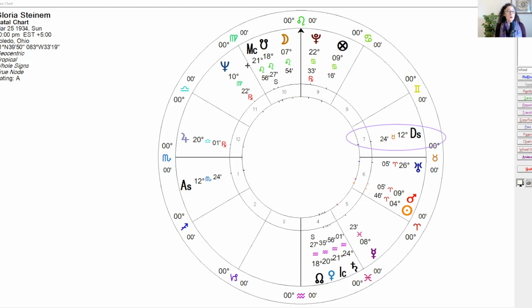So the ruling planet of Taurus, you might know or recall from the earlier part of the video, is going to be Venus. So Venus is the ruler of relationships for Gloria. Now, most of you probably think about relationships as being ruled by Venus, but if you have Gemini or Virgo on the 7th house cusp on your descendant, Mercury is actually the ruler of relationships for you personally.